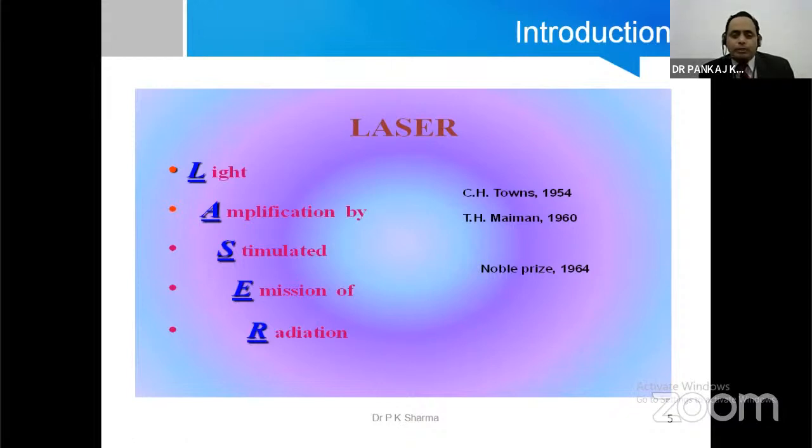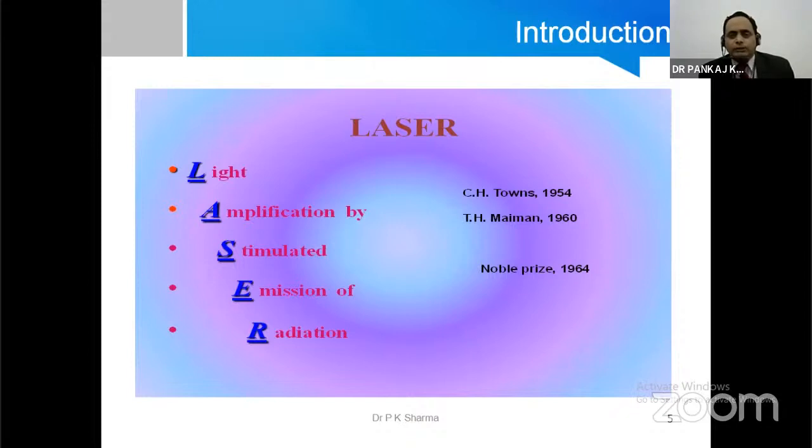You know very well about Planck's quantum theory. If a signal has high intensity, then we say the signal is amplified. Stimulated is also known as induced, so induced and stimulated are the same thing, by the inspiration of some logical phenomena. And radiation: the light coming from the sun to the surface of the earth is in the form of radiation. So light amplification by stimulated emission of radiation is the full form of the laser.